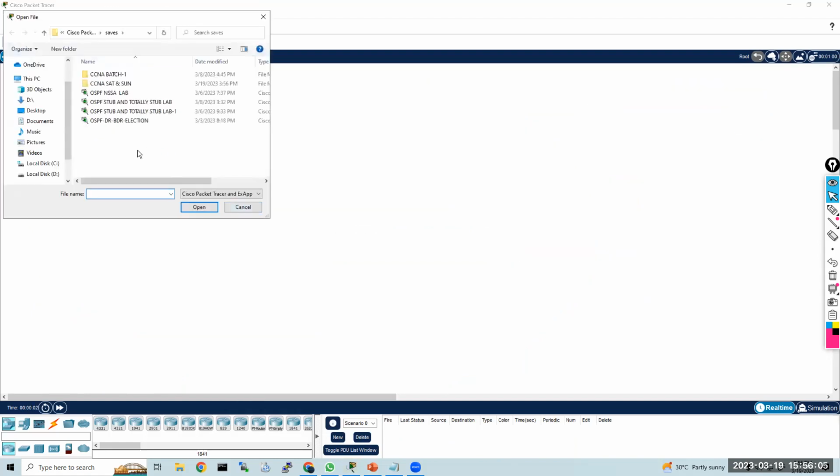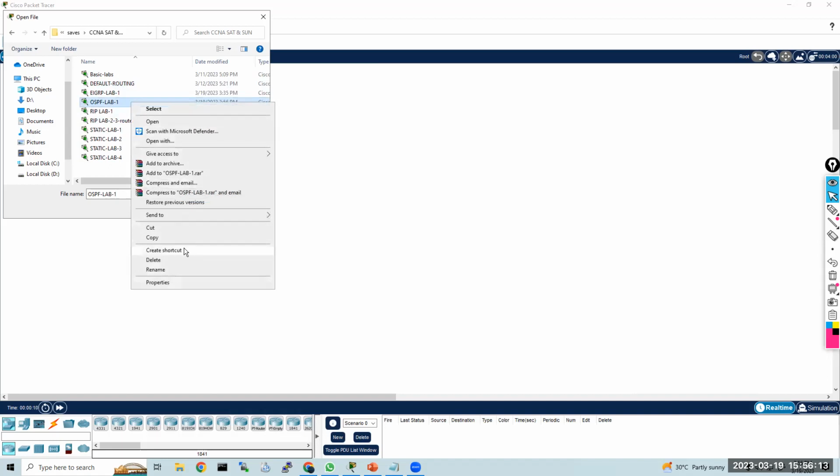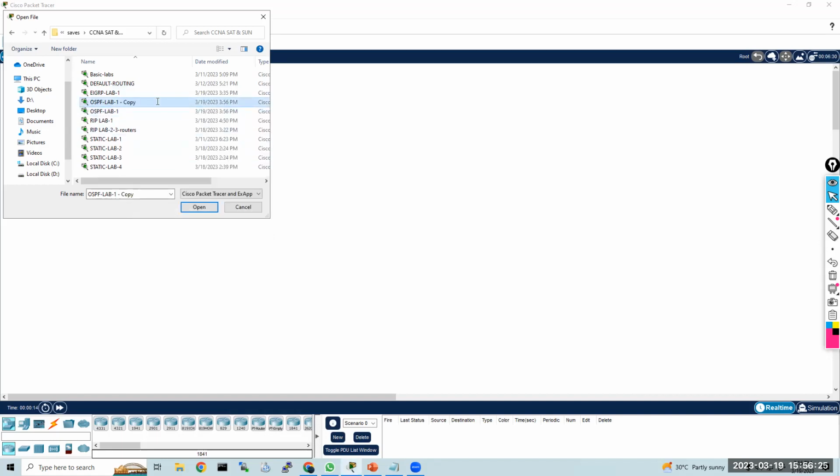Okay, let's do the multi-area now. OSPF multi-area. What I will do is copy and paste the same topology, and I'll make this OSPF lab 2, multi-area.